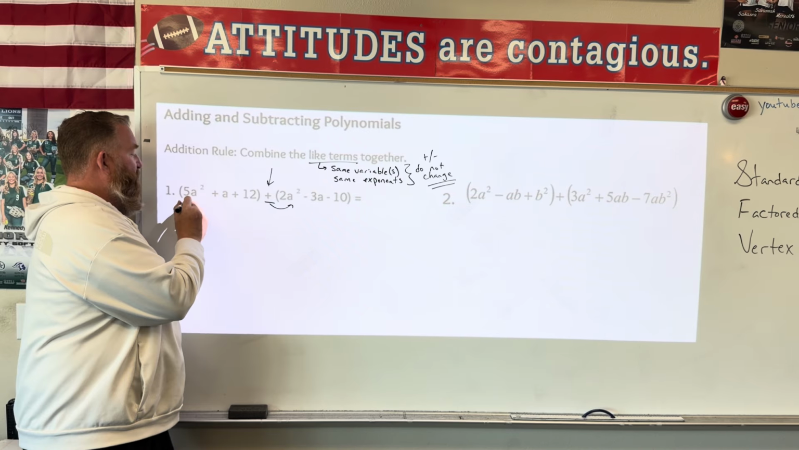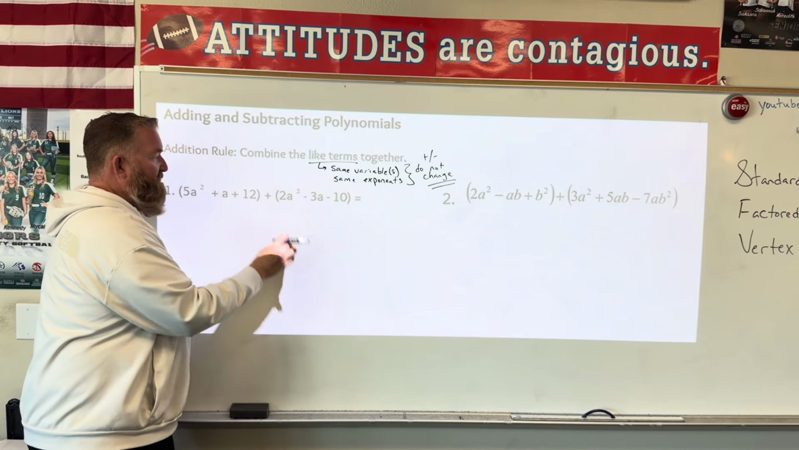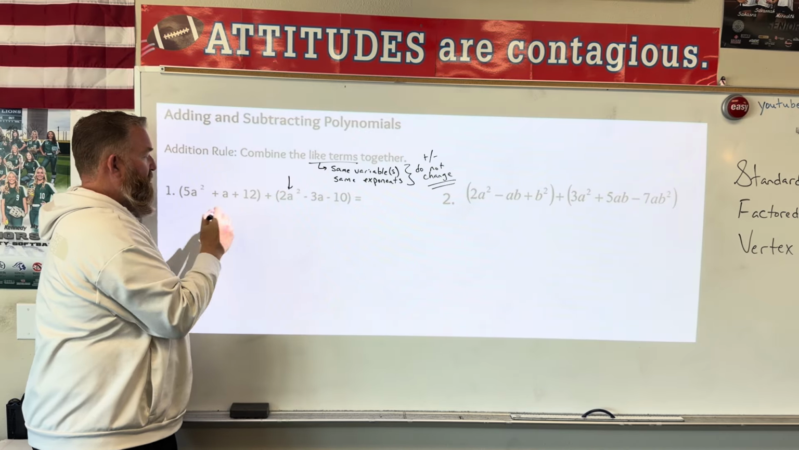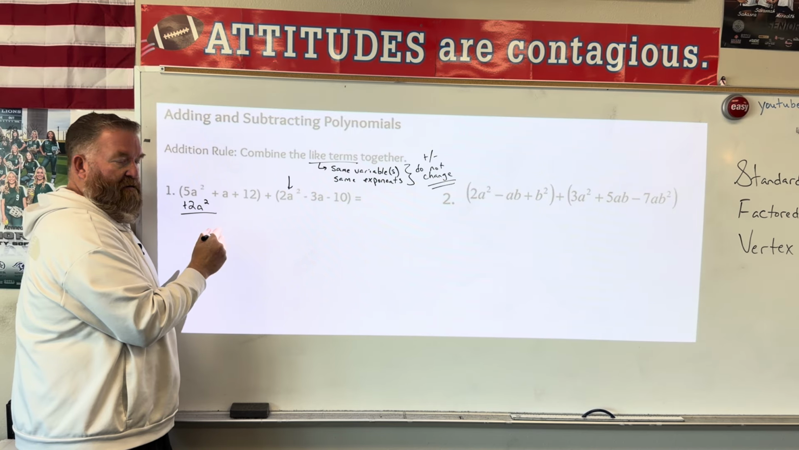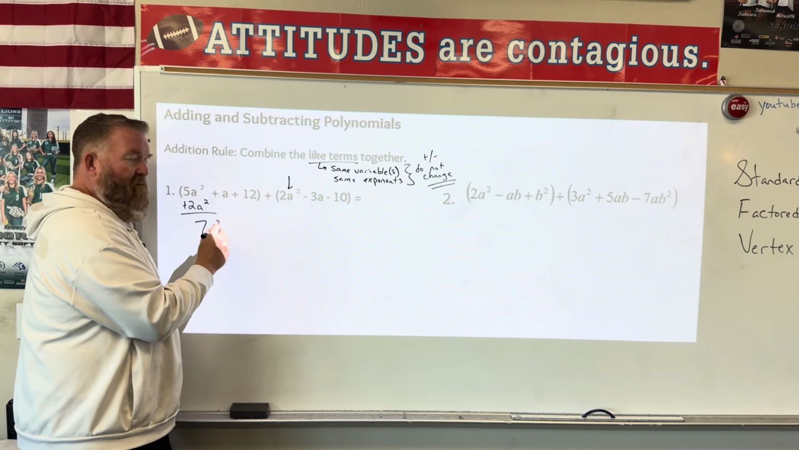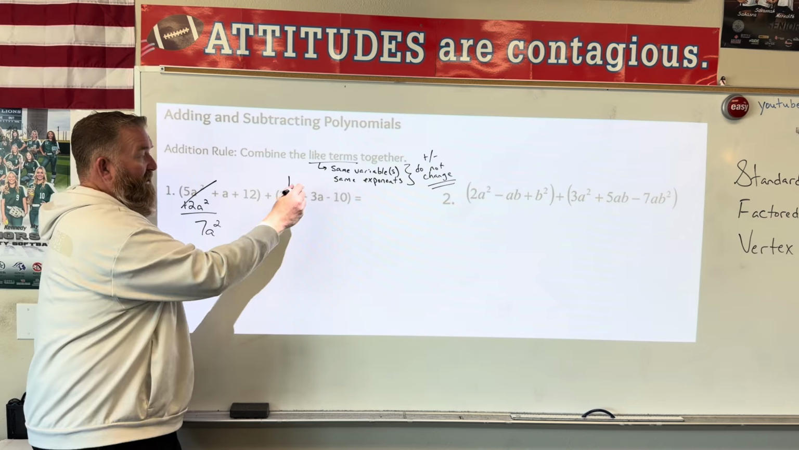All right, so here we go. We've got 5a squared. What matches over there? 2. Is it positive or negative? What kind of 2a squared is that? So it's a positive 2a squared. So what's 5a squared plus 2a squared? 7a squared. We done? Well, with that one, yes. So that one's done.